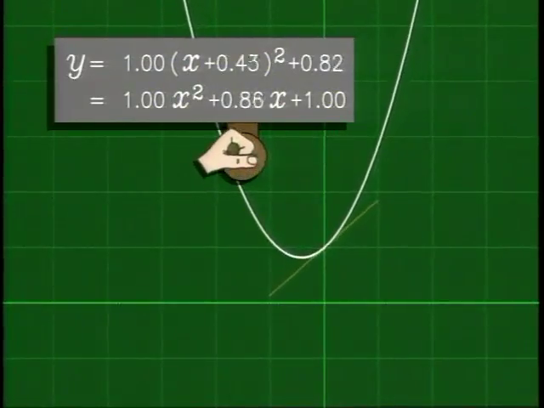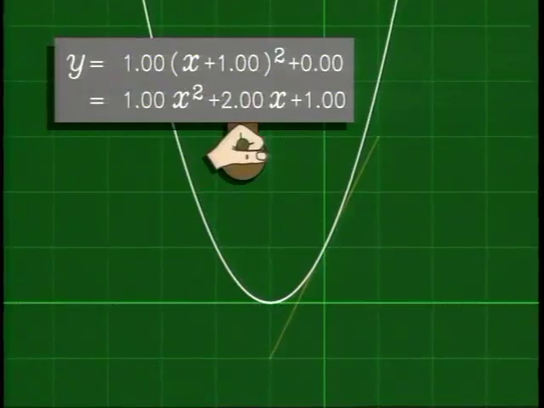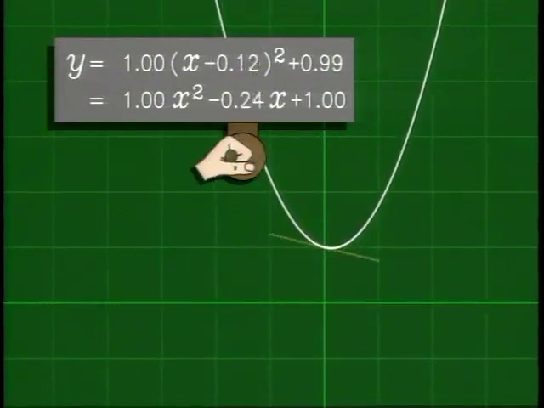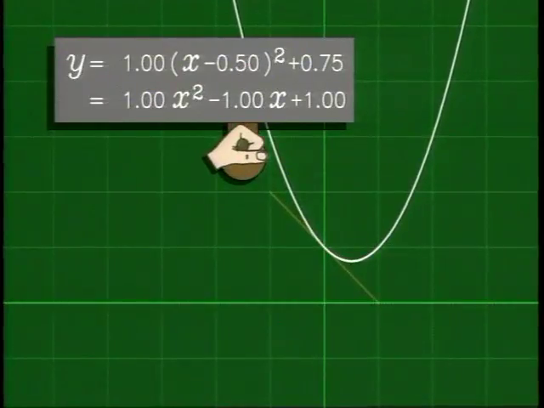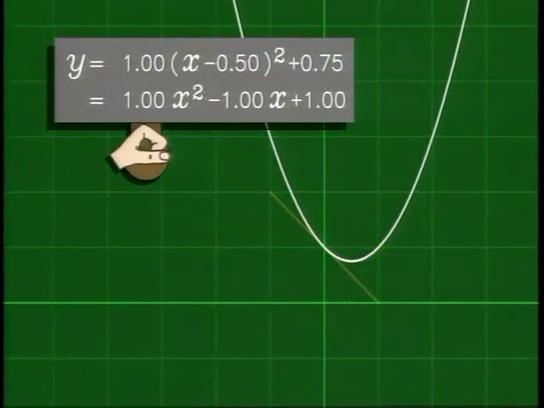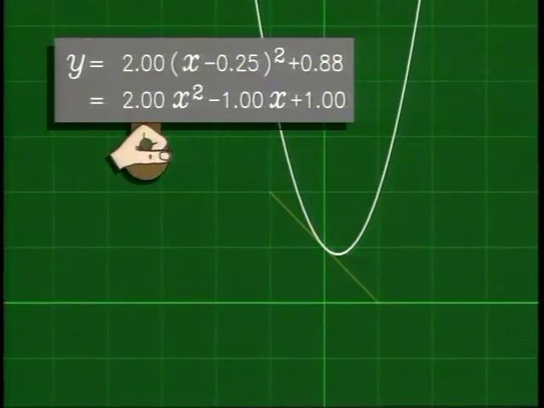The number that multiplies x is called the linear coefficient. Changing its value doesn't change the shape of the parabola, but it moves the curve to various positions in the plane. The shape of the parabola is determined by the number that multiplies the highest power of x, called the leading coefficient.